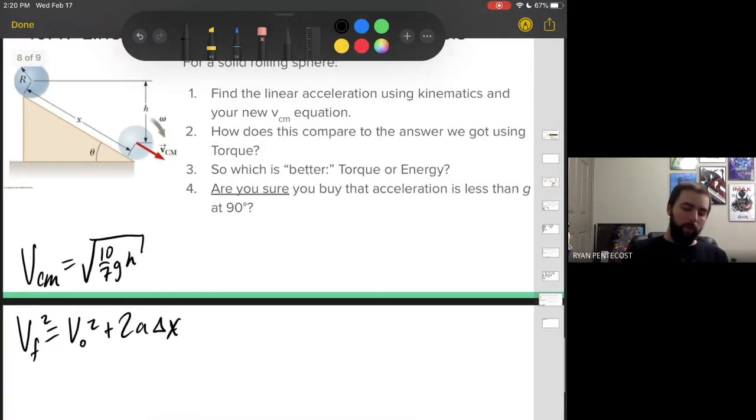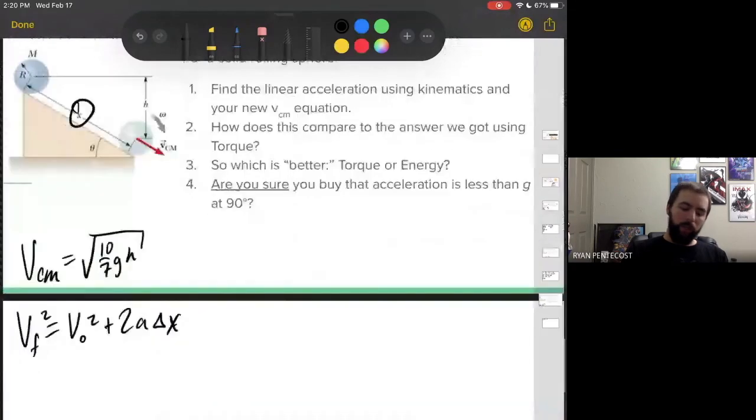Now, interestingly enough, kinematics, all right, that doesn't care about height. So let's look at that triangle, right? If height is here, x is our hypotenuse. We've got opposite and hypotenuse, that would be sine. So sine theta is opposite over hypotenuse. So h would be x sine theta, right? So we can substitute that in, right?